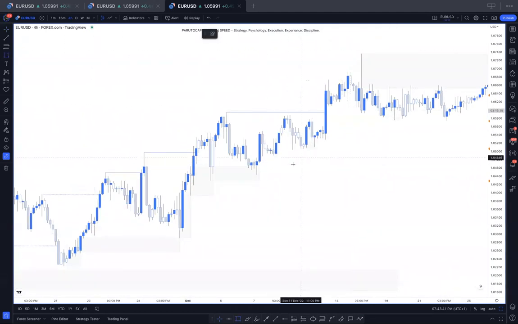So basically, you can continue to draw your zones like that. So we have a zone here because this moved, but you can see price didn't return to mitigate this zone.